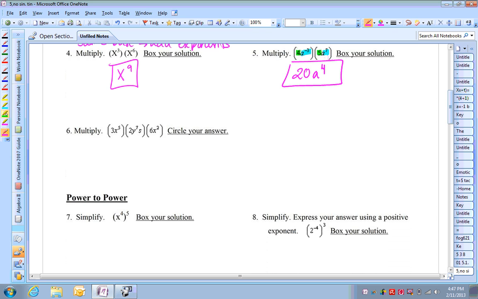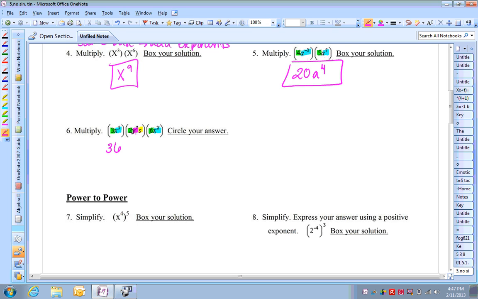On number 6, we'll do the same thing. We multiply our coefficients, and then we'll multiply our x terms, and then we'll multiply our y terms and our s terms. And when we multiply our coefficients, we end up getting 36. 3 times 2 times 6 is 36.